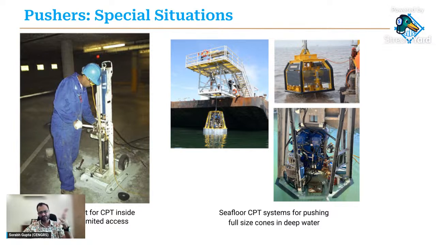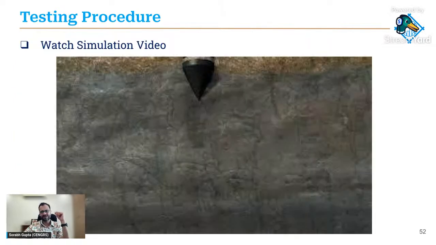Again, for special situations, look at this. If you don't have too much access, you can have a small system. For limited access, you can do CPTs using a tiny system, just bolted to the floor or something. People have also changed the CPT system, and these are sea floor CPT systems on the right for pushing full-size cones in deep water as well. Very, very interesting technology right there.